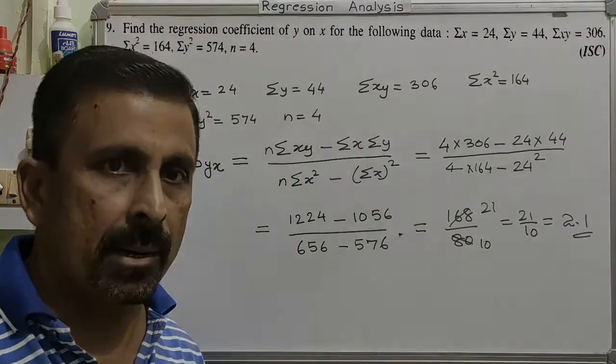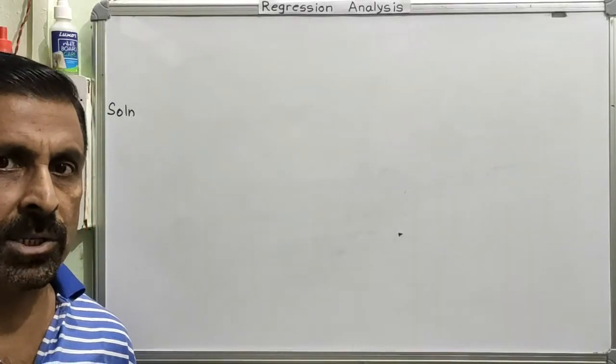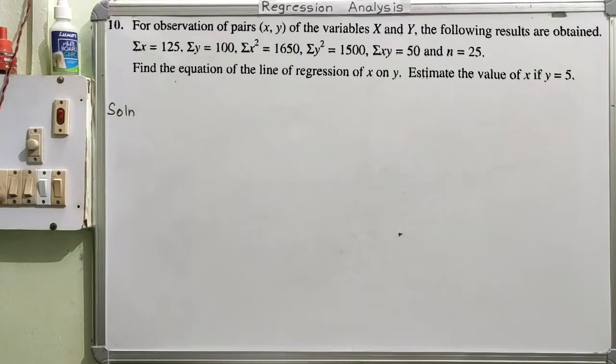This is question number 9. Now the next question we are taking is question number 10. Look at question number 10. Question number 10 says, for observations of pairs of the variables x and y. Now we are given some observations, same as question number 9. And the observations you can see from the question: summation of x is equal to 125, summation of y is equal to 100, summation of x square is 1650, and so on. So all the observations are given.